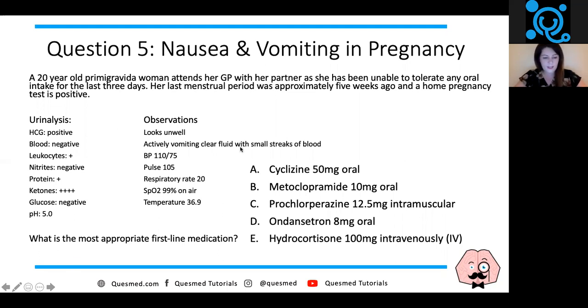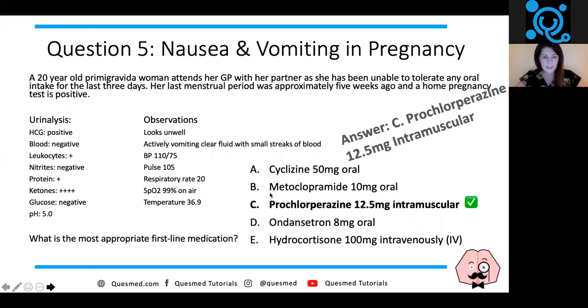Thank you for answering there. Some mixed answers for this one, so we'll go through this one quite carefully. Most of you actually answered A, cyclizine 50 milligrams oral. Now the single best answer here is actually C, 12.5 milligrams of intramuscular prochlorperazine. So we'll go through this one quite carefully because I think you've got some mixed answers there.